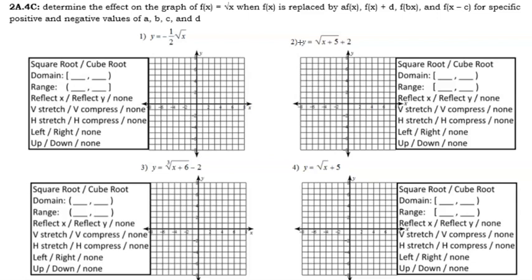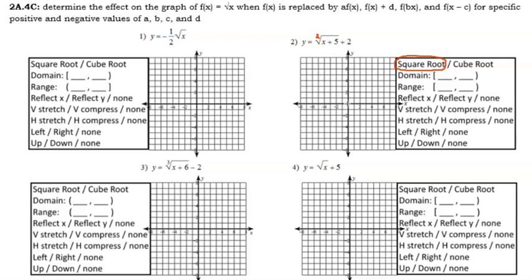So on number 2 we have y equals the square root of x plus 5 plus 2. This is a square root function, not cube. There's nothing there, so you assume there's a 2. The domain would be starting at -5 because we can't have anything less than -5 for x here, or it'd be imaginary, undefined, or just not real.